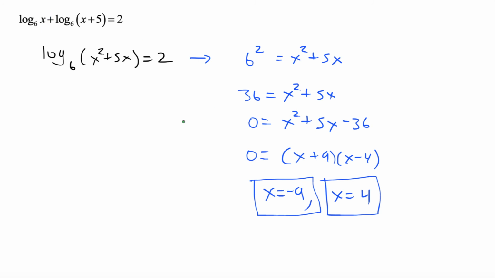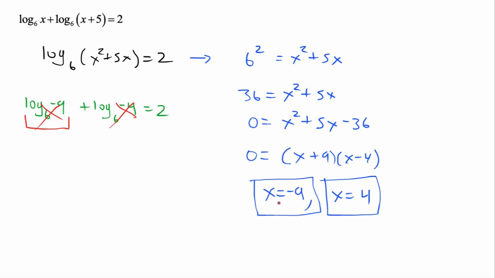What happens when we plug in the negative 9 here? We get log base 6 of negative 9 plus log base 6 of negative 4 equals 2. And in itself, log base 6 of negative 9, this does not exist. I mean, neither does this guy here. So what does that mean?